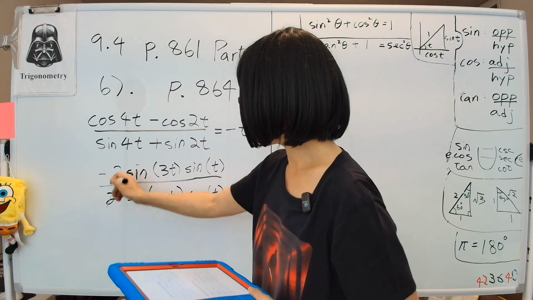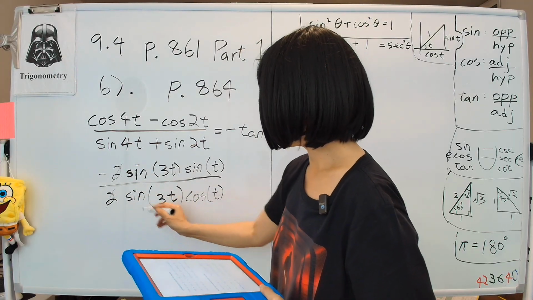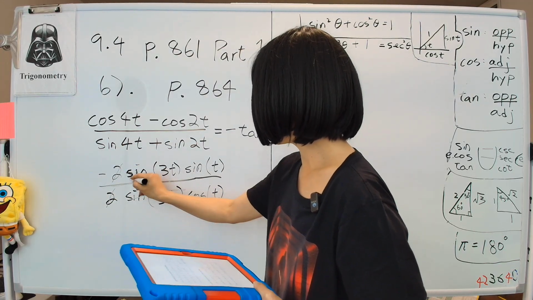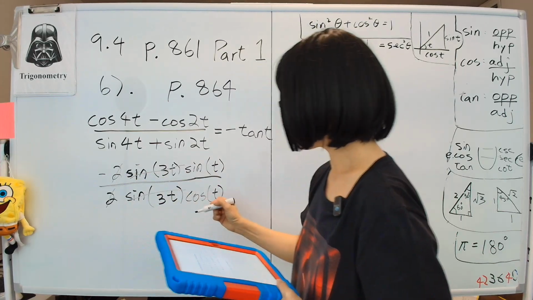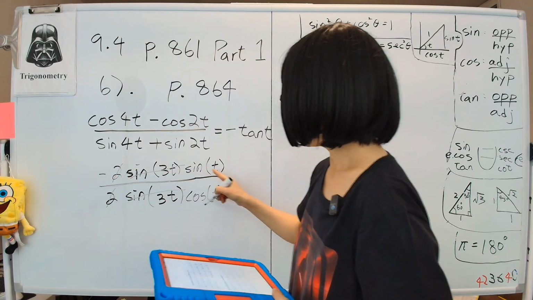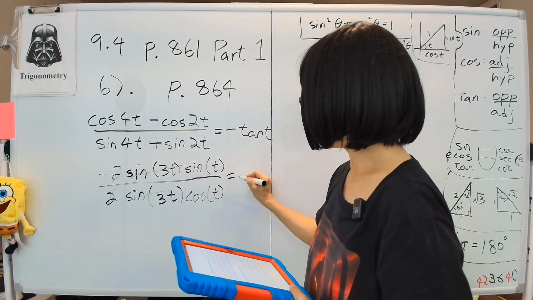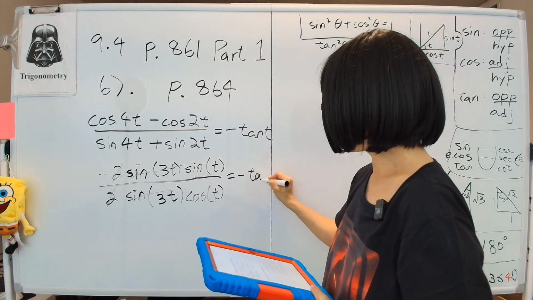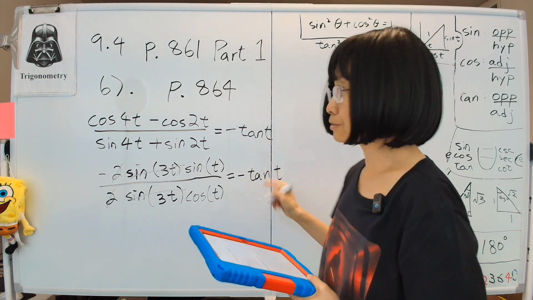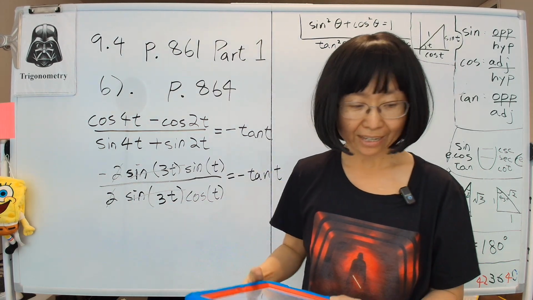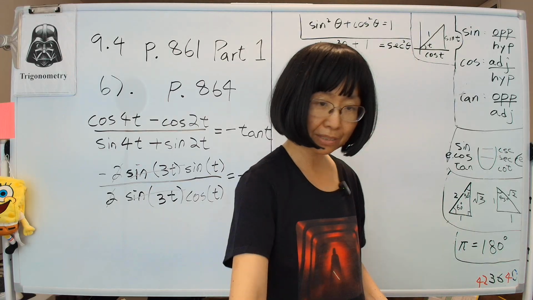The 2's cancel out. Okay, the sine 3t is identical, so let's cancel that out. So we have a negative sign. Don't forget the negative sign. And then sine over cosine is tangent, so it becomes negative tangent t, and that's exactly what we're supposed to prove. So we are done. And that is example 6.